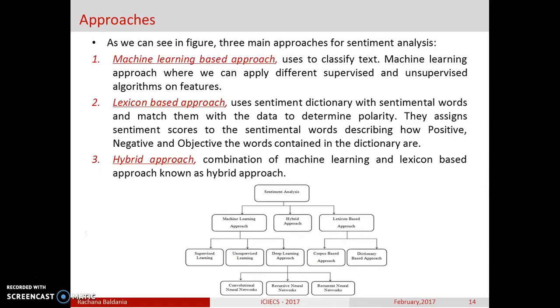Second is the lexicon-based approach. This approach uses a sentiment dictionary with sentimental words and matches them with the data to determine polarity. They assign sentiment scores to the sentiment words, describing how positive, negative, and objective the words contained in the dictionary are. Third is hybrid. The hybrid approach is the combination of the machine learning and lexicon-based approaches.